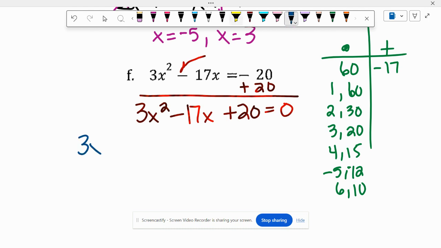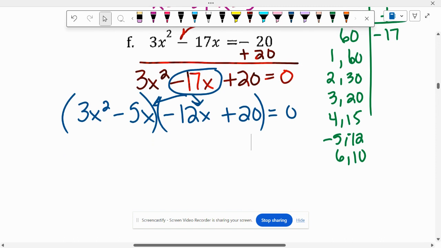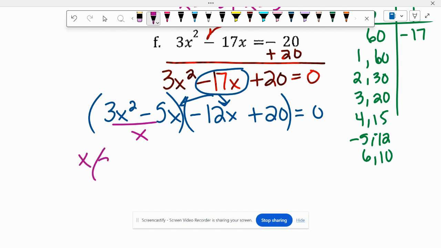So I have to rewrite this. 3x squared minus 5x minus 12x plus 20 equals 0. I took this negative 17 and I broke it up into a negative 5 and a negative 12. Let's factor it by grouping. What can I take out of the first grouping? An x. So I'm going to take my x out. I'm left with 3x minus 5.